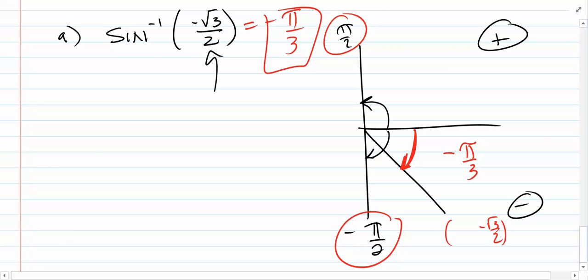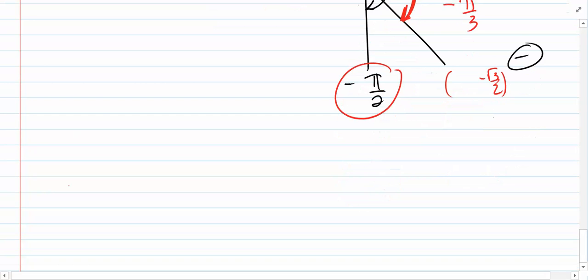Okay, wait, before we go, last one. Okay, last one here. B. Sine inverse of 1/2.